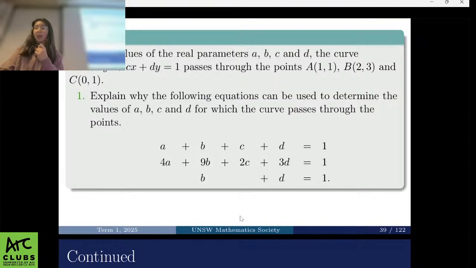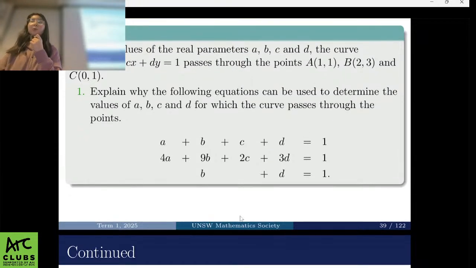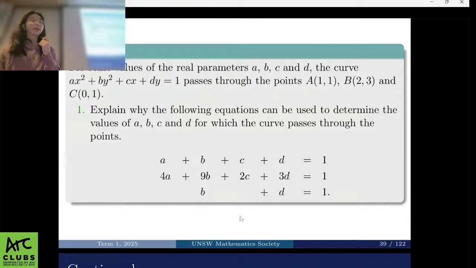So we have 4 real parameters, a, b, c, d, which represent the coefficients of x, y in a curve. You're told that it passes through 3 points, which are A, B, and C. First of all, we want to explain why the following equations can be used to determine the values of a, b, c, and d for which the curve passes through. Essentially, we're using matrices to solve geometric and vector problems most of the time. Right. So first of all, we want to start from the given, right?